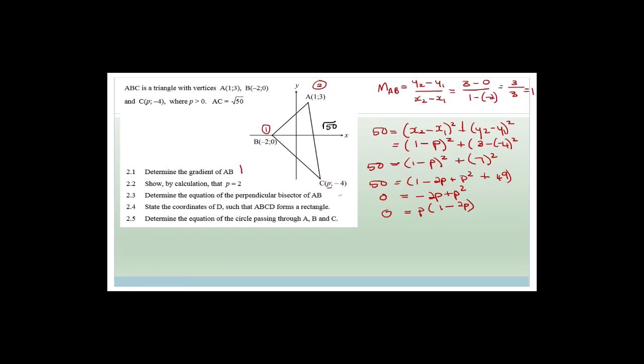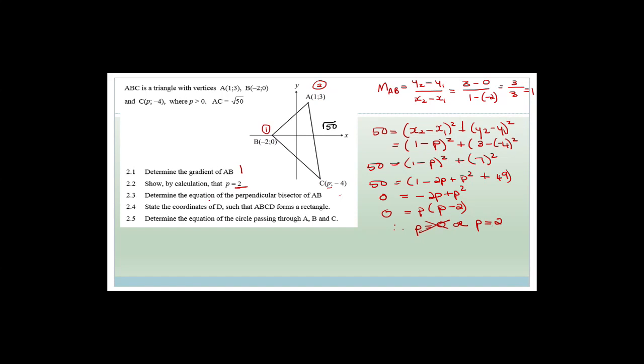I'm being an idiot. This becomes p minus 2. P minus 2, therefore p equals 0 or p equals 2. Ta-da! So there you go, p equals 2. So that's very easy. So that was done.